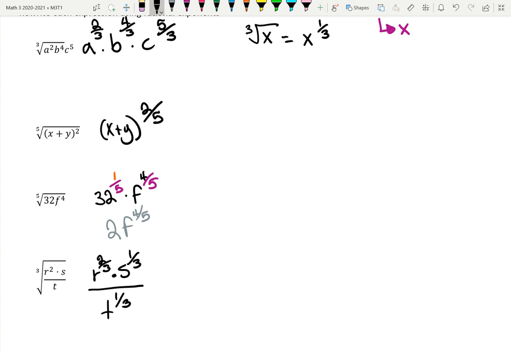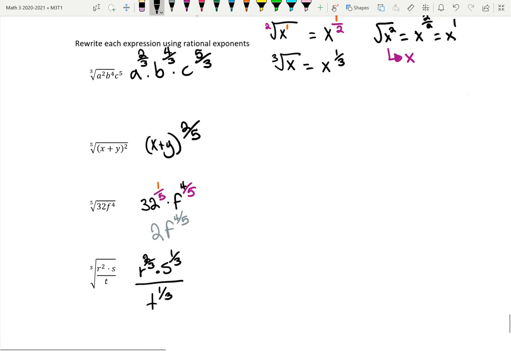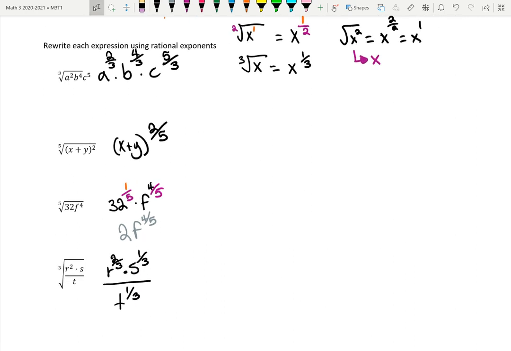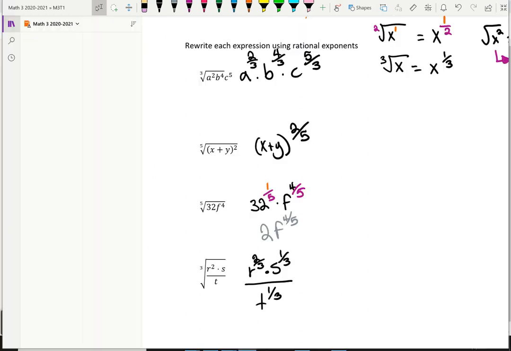So just remember, when there is no exponent, it is assumed it's 1. When there is no index, it is assumed that it's 2. And the only thing we need to know is that a square root, a cube root, is considered a rational exponent, a fractional exponent. That's it for now. Go try it on your own. That's it.